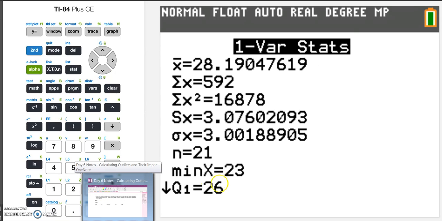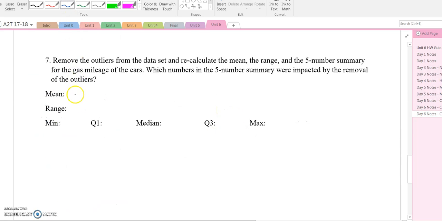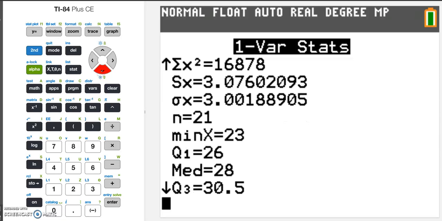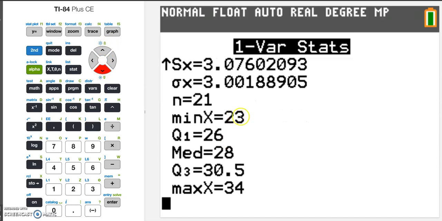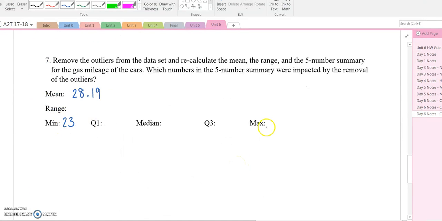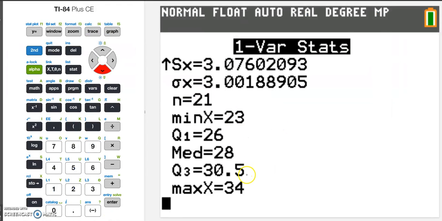And if I go back into stat and calculate my one variable statistics, I'll get some slightly different numbers. Okay, I see my mean went down a bunch. It's 28.19 now. I've got my 5-number summary. But one thing I want you to notice, there are a couple numbers in that 5-number summary that change significantly. The min and the max, for example, 23 and 34. But there are some numbers in there that really didn't change at all, or if they did, just barely. And that's Q1, median, and Q3.